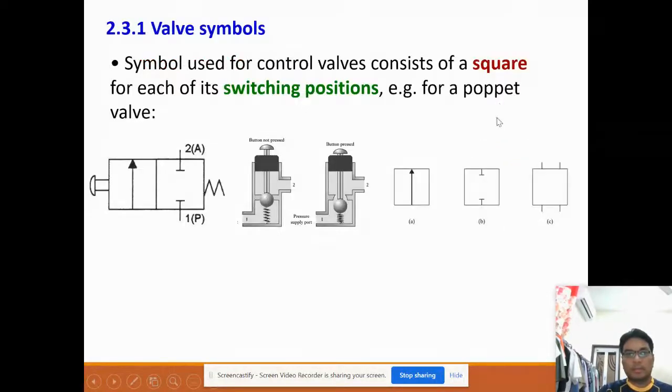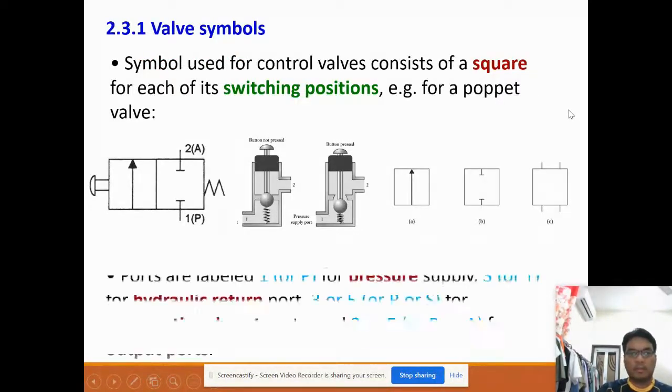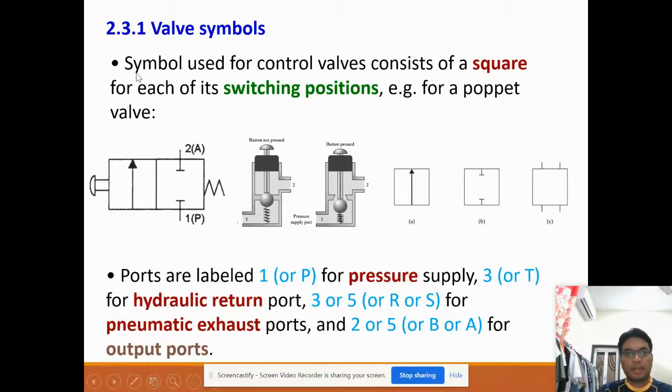Now we go to the details of the valve symbol. The symbol used for a control valve consists of a square for each of its switching positions. This is the square, one for each switch position. For example, take the poppet valve here. The first condition we write on the right side, and the second condition on the left side. This is the condition of the button not pressed. These are the three main blocks that are used. The A1 is the direction of the airflow.